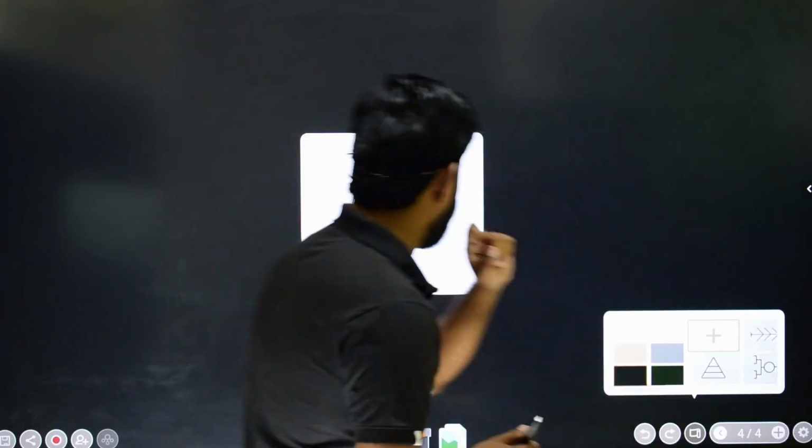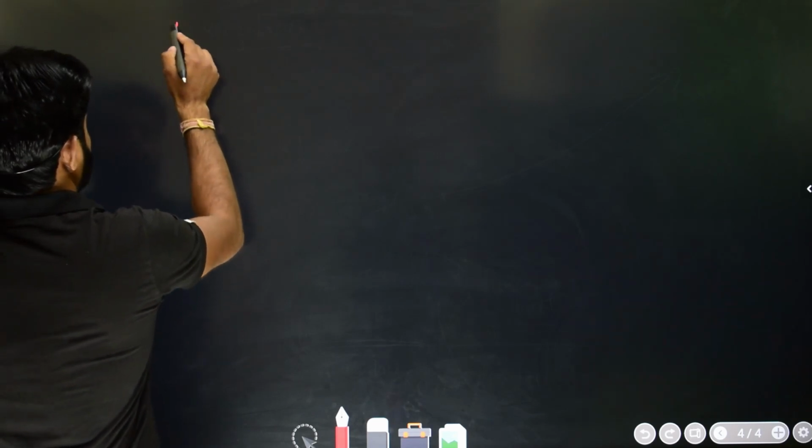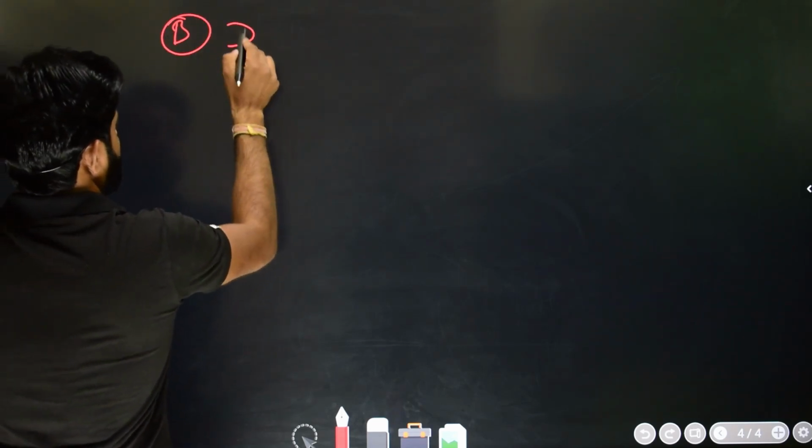Now let's come to the second way to identify the accusative. That is the direct object.